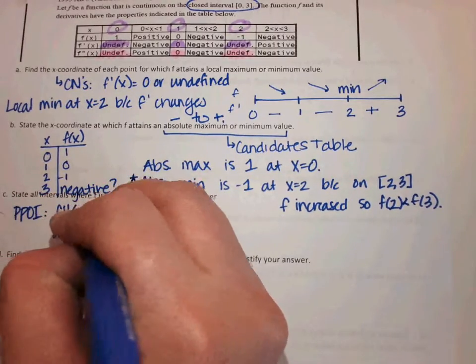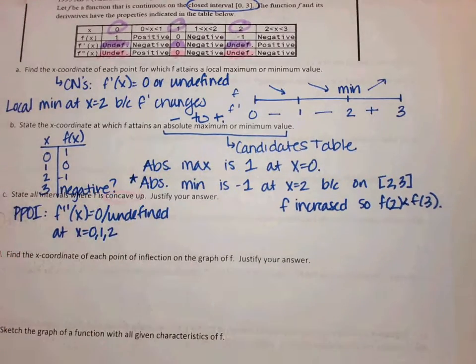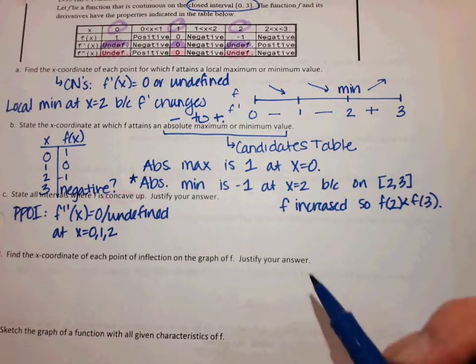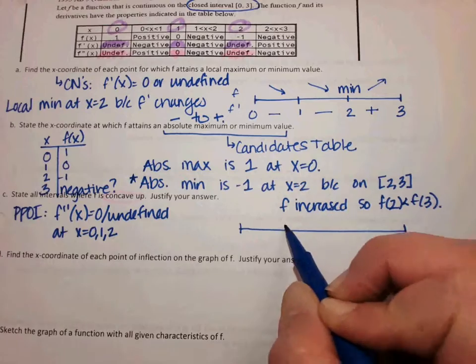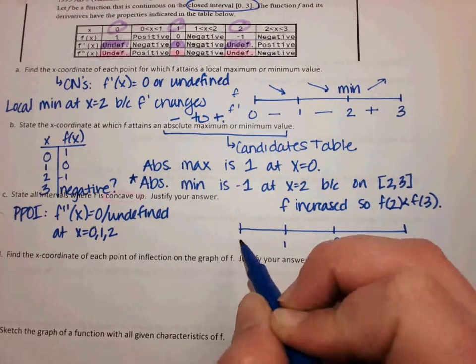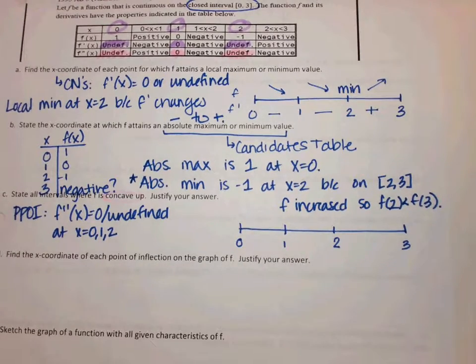At 0, 1, 2. Set up your number line. Remember, no arrows on the end because we're looking at a closed interval. So 0, 1, 2, 3, then stop. No outside of that.